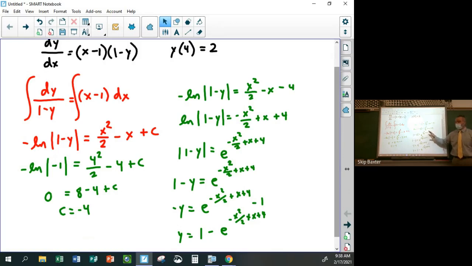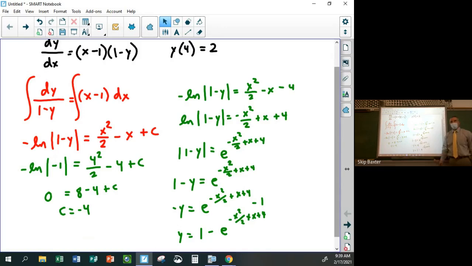Okay, so the problem is if you just drop the absolute value, then sometimes this isn't positive. In particular, if you substitute y equals 2, it's not positive anymore. So there's no way that this could actually equal this if you substitute in y equals 2. You get what I'm saying?